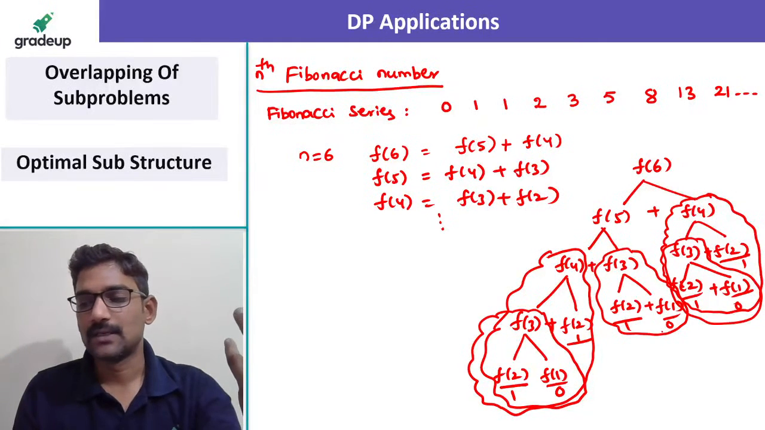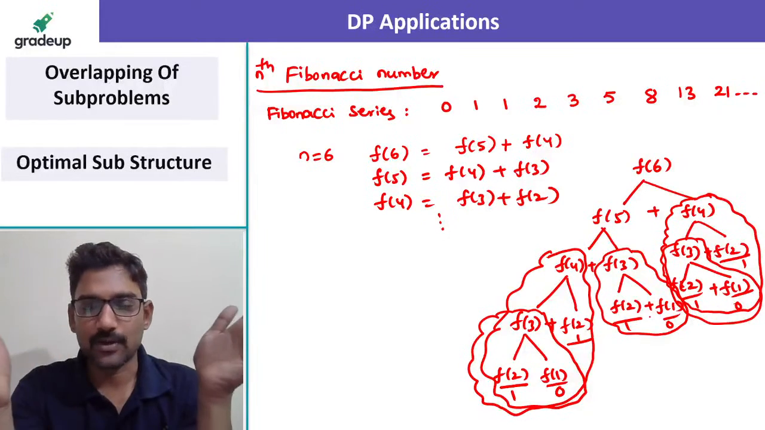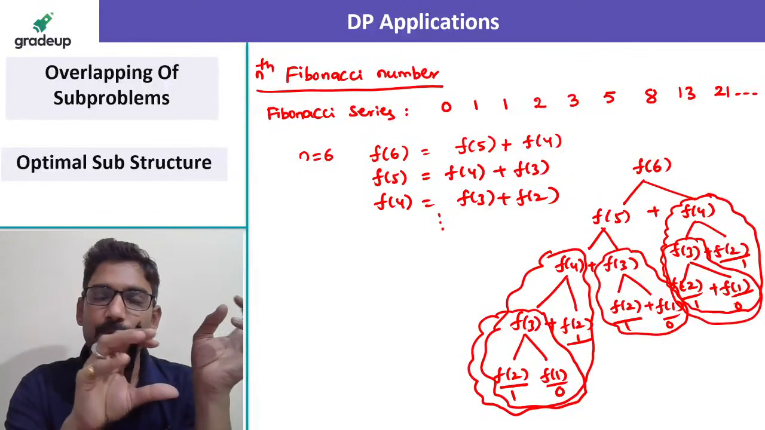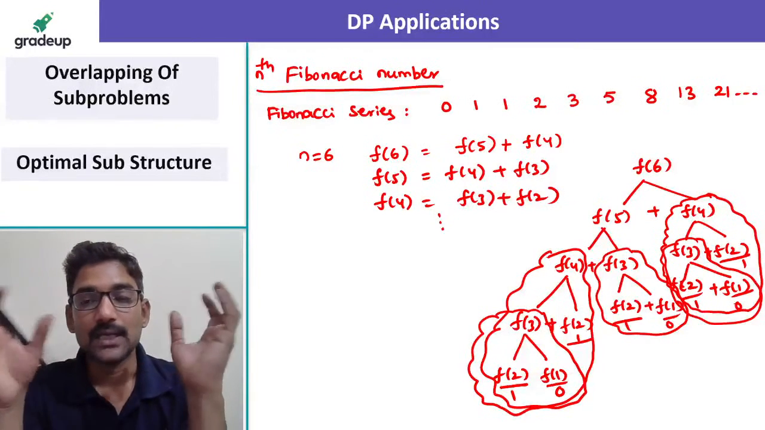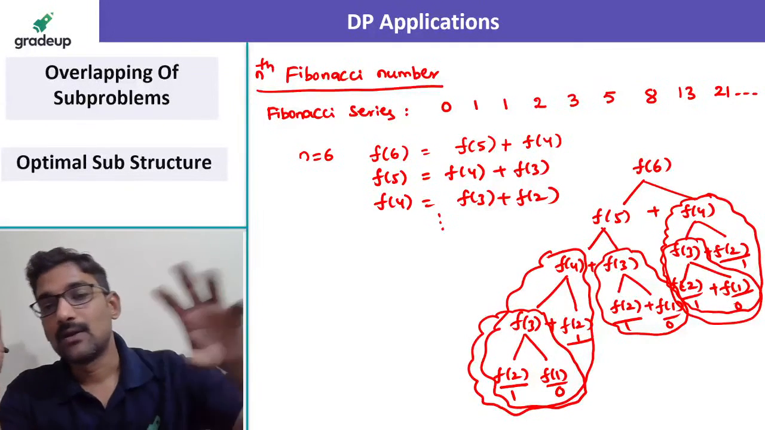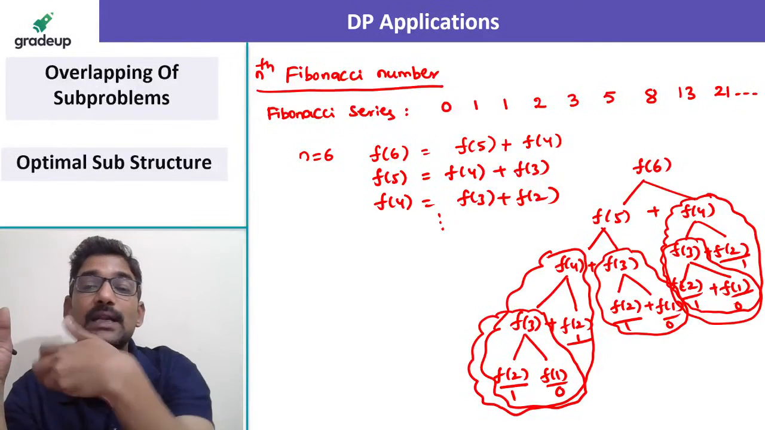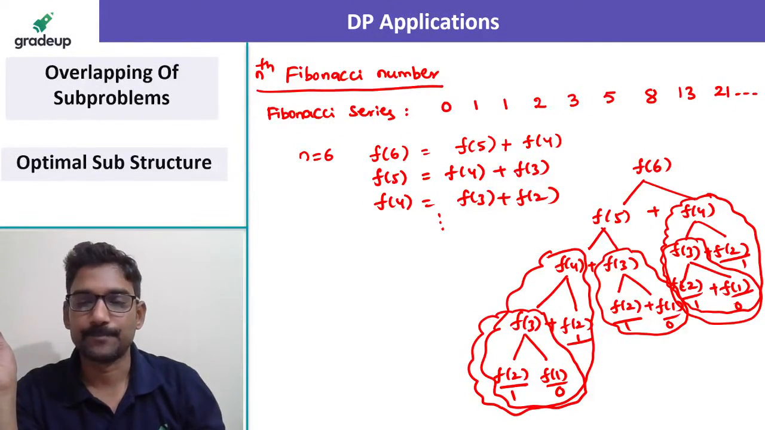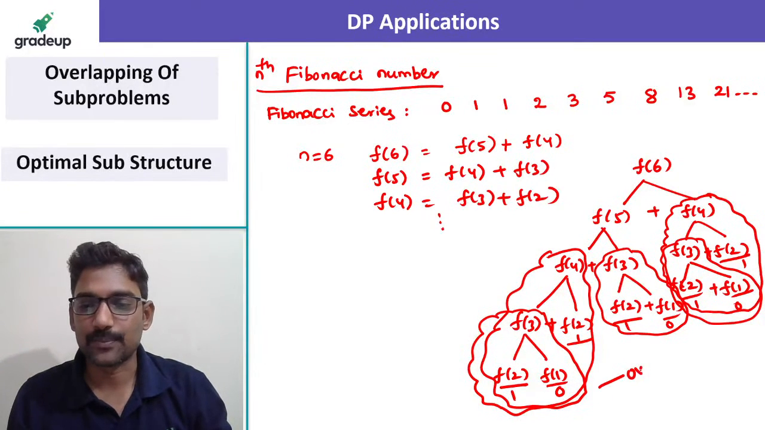That means one problem we have divided into sub-problems, and the sub-problems are again divided into further sub-problems. Like this, when you divide, one sub-problem set is overlapping with another sub-problem set. This is called overlapping of subproblems.